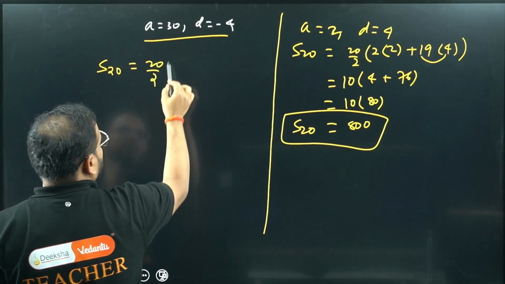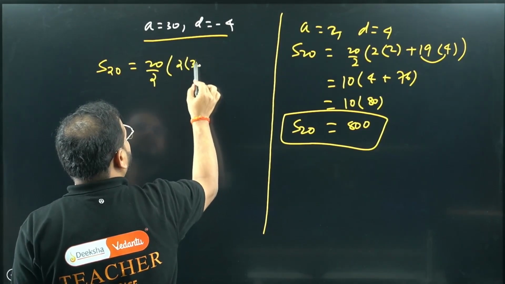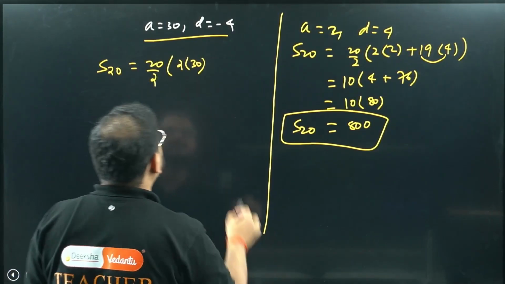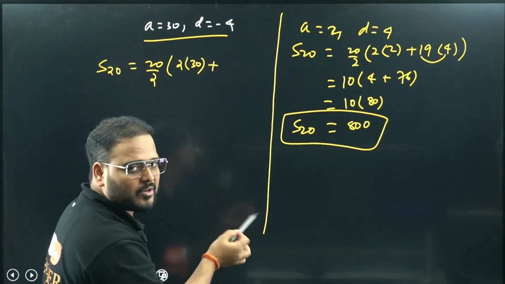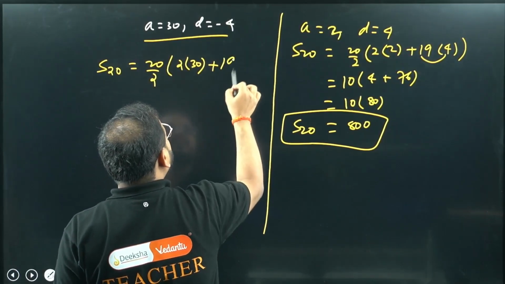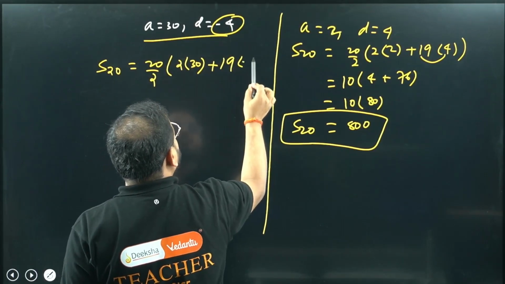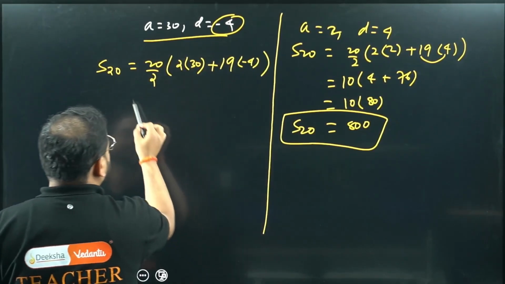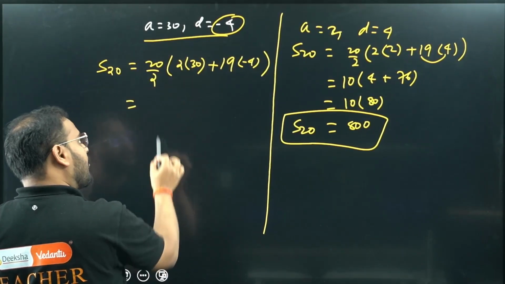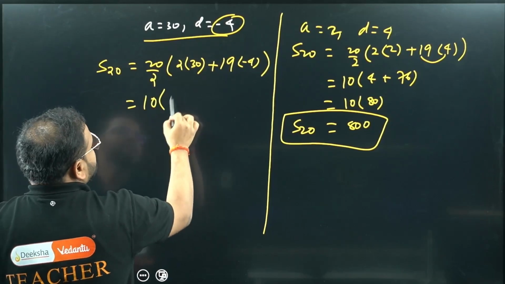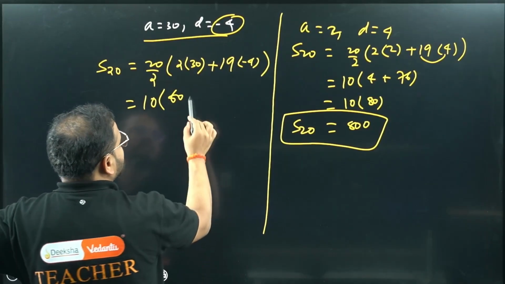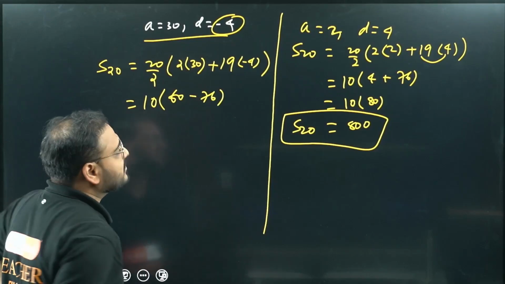20 by 2, but this time 2 times a will be 30, so 2a plus, this will remain the same, no? 20 minus 1 is 19 again, but d is different. D is what here? Minus 4. So right here, minus 4. 20 by 2 will be 10, 60 and minus 76, right?